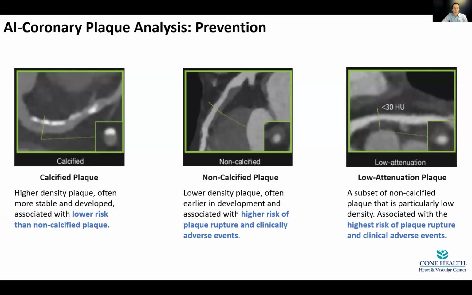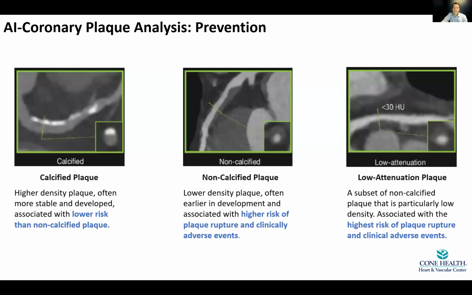I think another piece of why coronary CTA has really taken off, we talked about the preventive piece, but where it's really going is the AI coronary plaque analysis. What vendors are able to do is take your coronary CT data sets and, using some AI algorithms, look at the coronary arteries and determine how much calcified plaque you have objectively, how much non-calcified plaque you have, and how much low attenuation plaque you have.